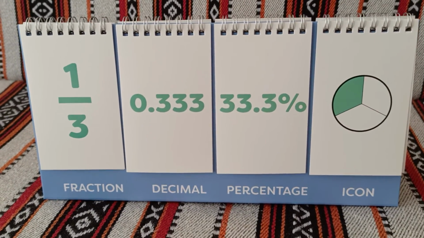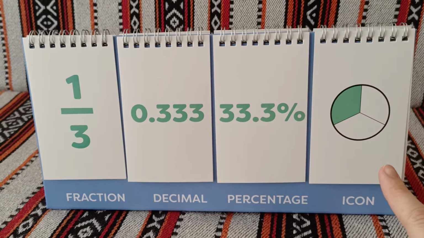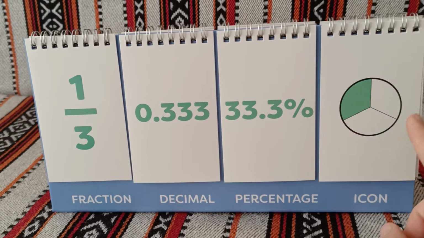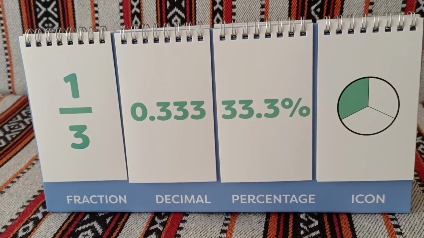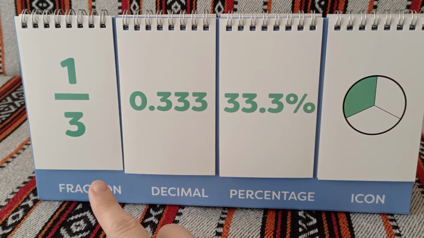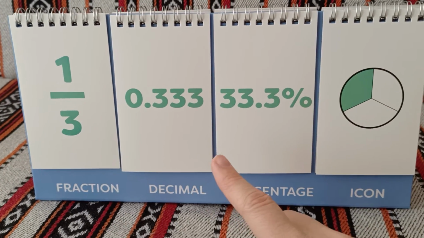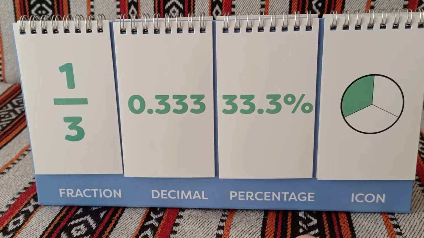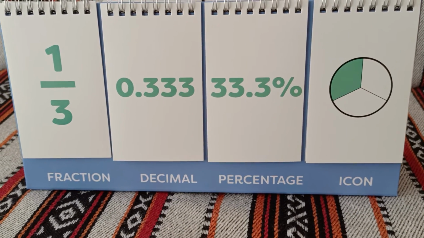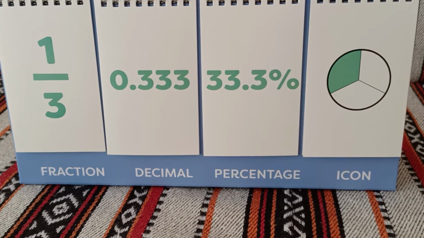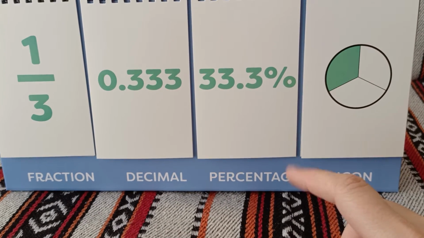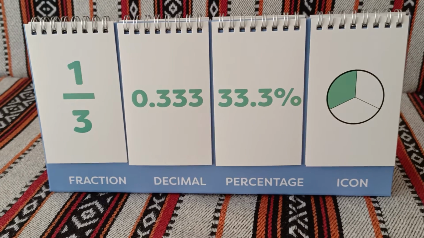All right, the pieces are definitely getting bigger now. This is 1/3. If you have a whole thing and you cut it into just 3 pieces, 1, 2, 3, this is one of the 3 pieces. So the fraction is 1/3. The decimal would be 0.3333333, on and on, but we can just shorten it and say 0.33 or 0.333. Could I say 3 a few more times? The percentage would be 33.3%. So many 3s.